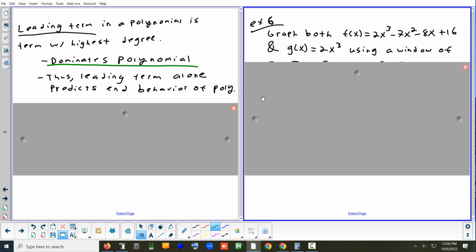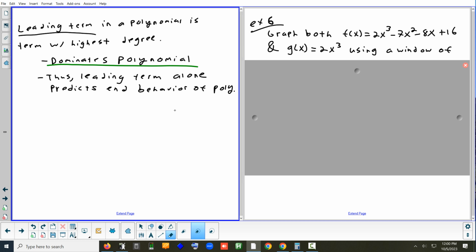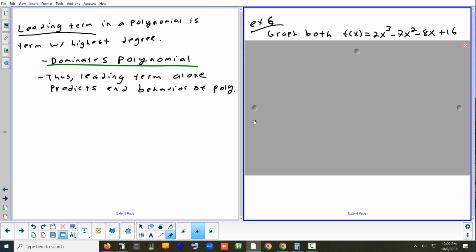So let's look at this one. It says f of x equals 2x cubed minus 7x squared minus 8x plus 16. What's the EBM, or what's the end behavior model, do you think, in example 6? Down up. The end behavior is when you describe up and down. The model is a formula. So what would be the formula that would predict what f of x is basically going to look like?